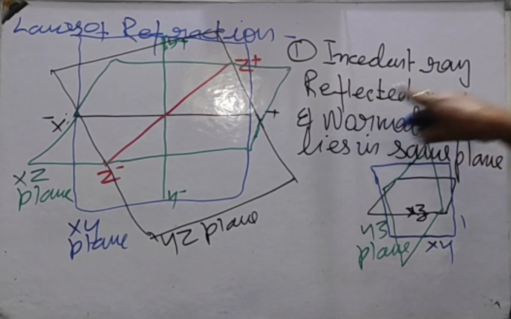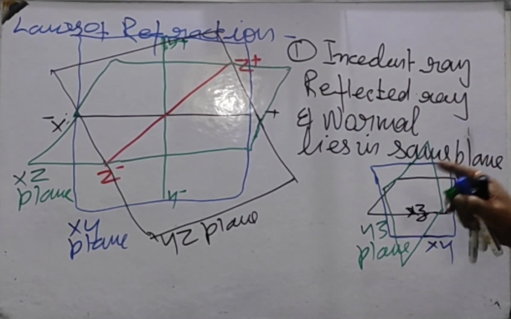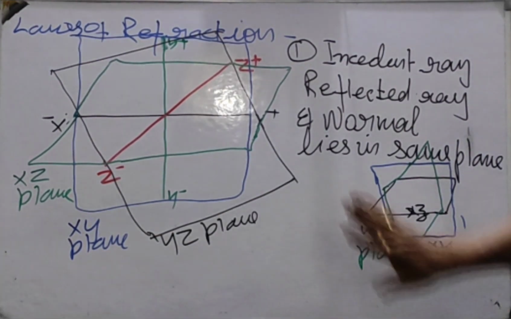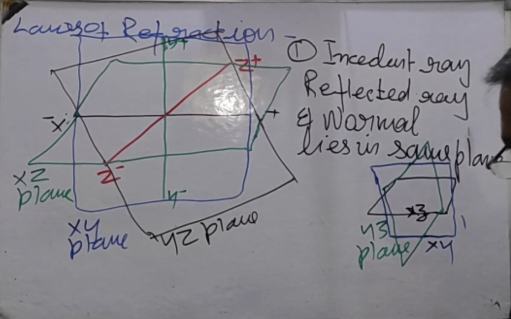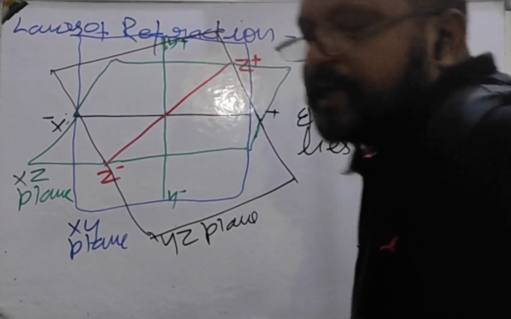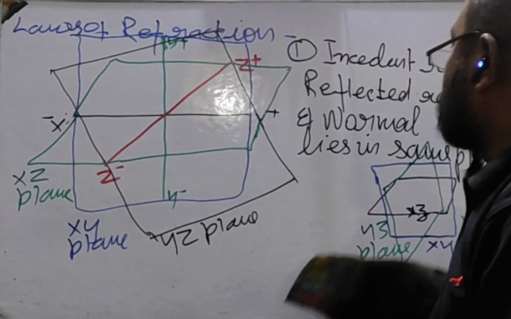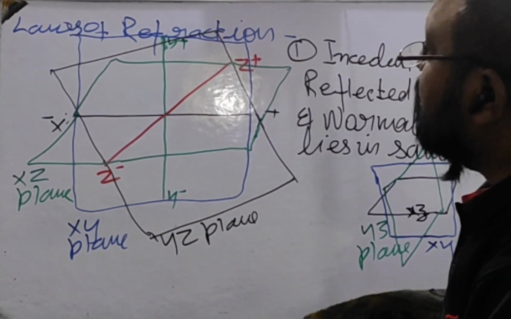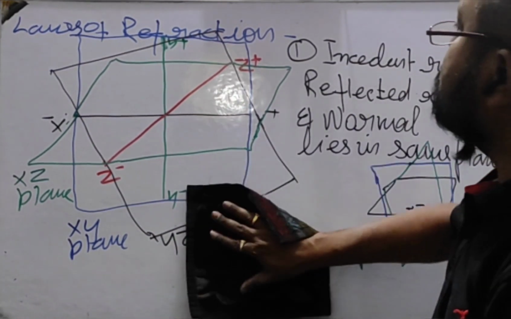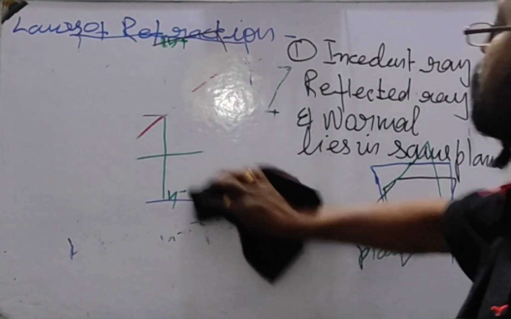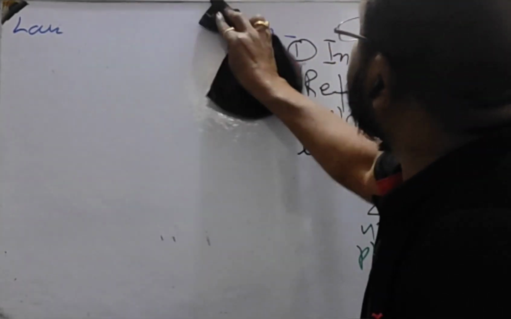Incident ray, reflected ray, and normal lie in the same plane. So they all will have the same plane, right? So this is the first law. It's very simple, but sometimes understanding may be difficult, right? Should I rub this side? I made that diagram on this side also, so you can concentrate on that. Just wait for a while.